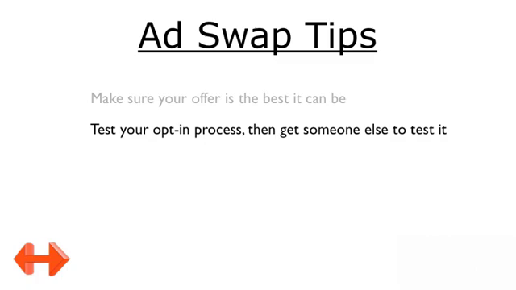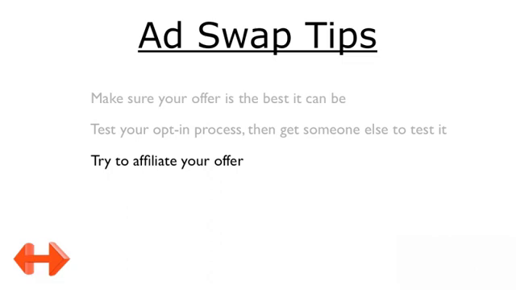Obviously, test your opt-in process. Make sure everything works, and then get someone else to test it for you, just to make sure there's not something you are missing. And get them to check your page for grammar, everything. Just check it all out, because sometimes you can miss things when it's your own work. I know I do. I miss typos and things like that, and so you need to get someone else to test.